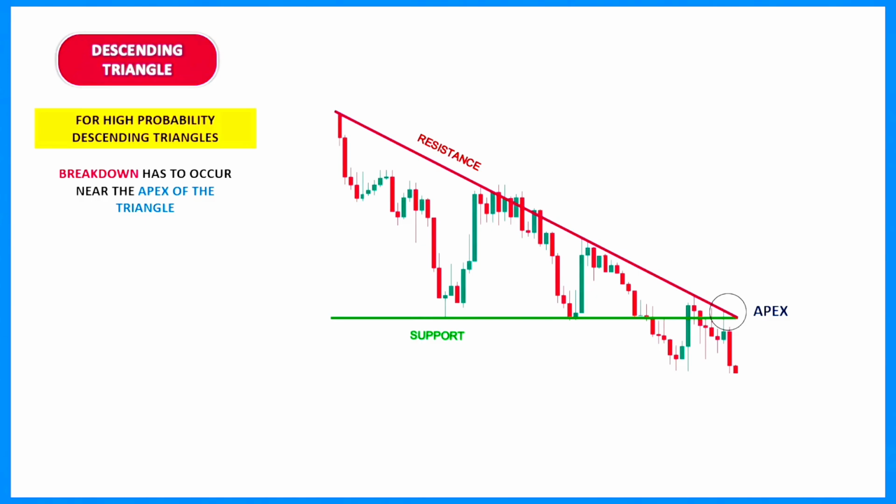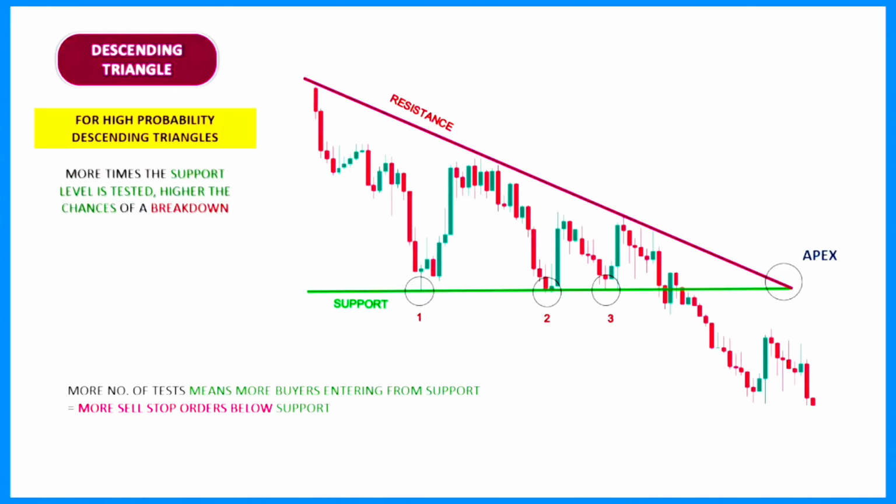You want to focus on shorting near the apex of the descending triangle. This is the point where volatility is lowest and prices are most compressed. When volatility contracts, it often sets the stage for an explosive breakout, and in a descending triangle, that usually means a sharp move lower in your favor.